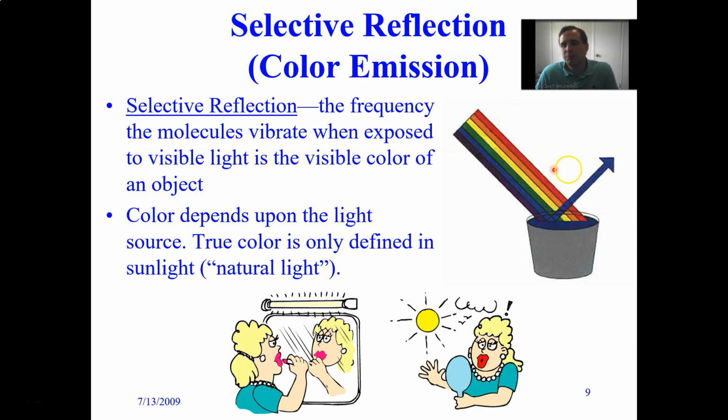So the reason blue paint looks blue is that when white light comes in, which is red, orange, yellow, green, blue, indigo, and violet, all those colors are going to be absorbed by the blue paint except for blue, which is going to be reflected.